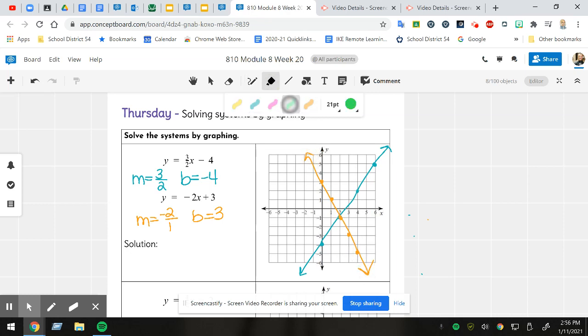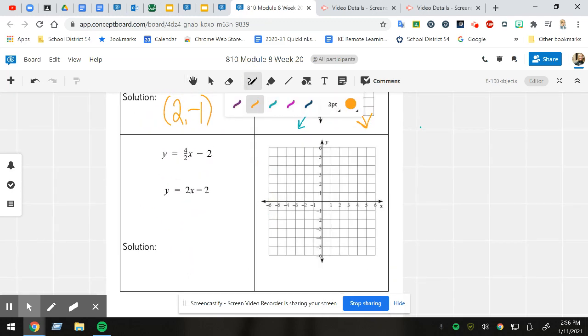So hopefully you noticed you already found that intersection point. So it looks like there's one solution to this, and that point right there. So now the coordinates of that point are 2, -1. So this is one solution. The two lines intersect at 2, -1. Let's try another one.